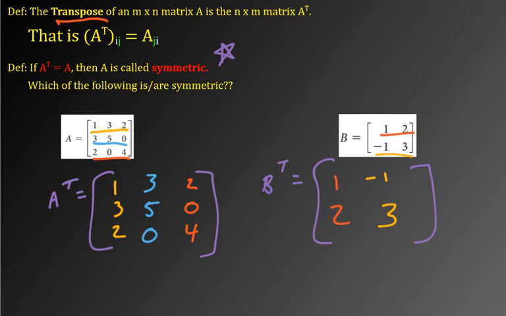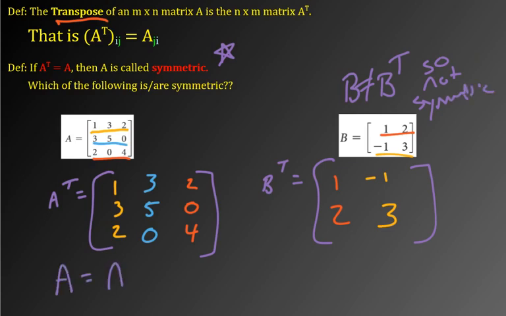So if you look, this matrix, definitely not that, okay? So B doesn't equal BT, so not symmetric. All right, but over here, A equals AT, so yeah, it is. A nice thing about symmetric matrices is that there's symmetry, which is why we call it that.